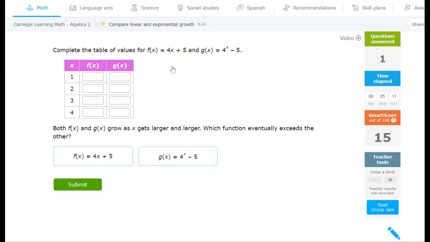sorry, I need my pen. Okay, I could do this as 4 times 1 plus 5, and then 4 times 2 plus 5, and 4 times 3 plus 5, and 4 times 4 plus 5.